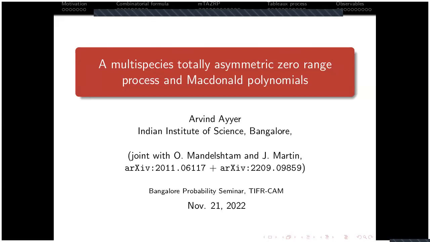Okay, thank you, Shrikar. Thanks for the invitation and the introduction. I'll be talking about some joint work with Mandelshtam, who is at Waterloo, and James Martin, who is at Oxford. This is based on two papers. The first has recently been accepted in Algebraic Combinatorics, the free and open journal, and the second just came out on the arXiv a month or so ago.